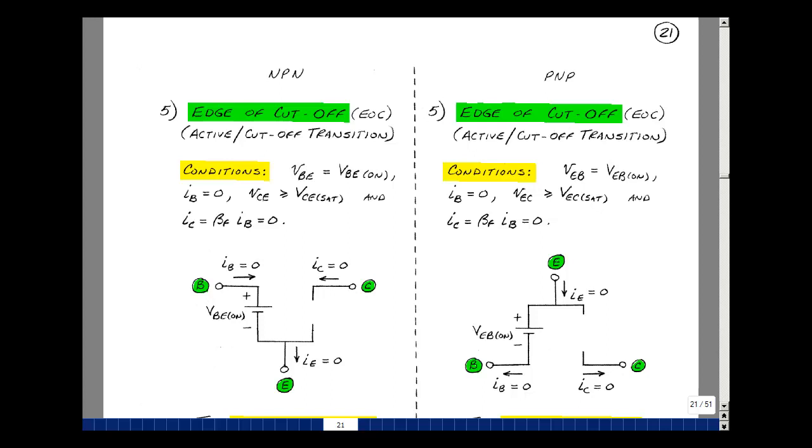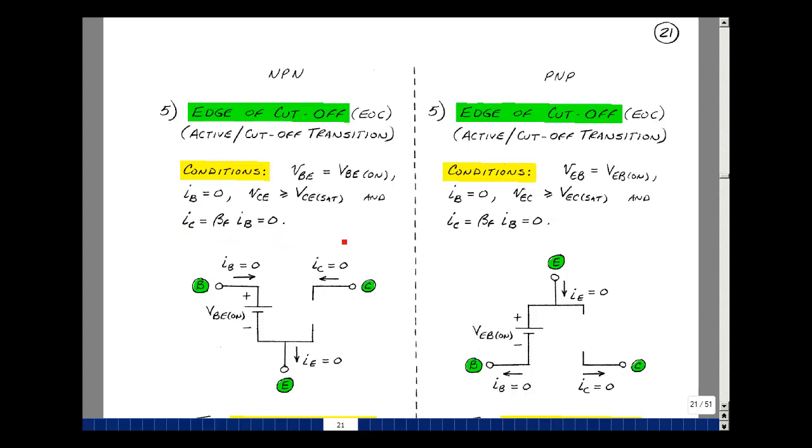Our other transition point I'm going to call the edge of cutoff. This is going to be the overlapping of the active and the cutoff models. To be in the active region, the base-emitter voltage is equal to VBE on, but to be in cutoff, it's less than or equal to. We'll take the intersection of those two as equal. The base current is greater than or equal to 0 for active and equal to 0 for cutoff, so we'll take that intersection. The collector-emitter voltage needs to be greater than 0 for cutoff and greater than or equal to V sub CE sat to be in active, so we'll grab that as our intersection. And the collector current is beta F times I sub B in the active region, but if the base current is 0, then the collector current is equal to 0.